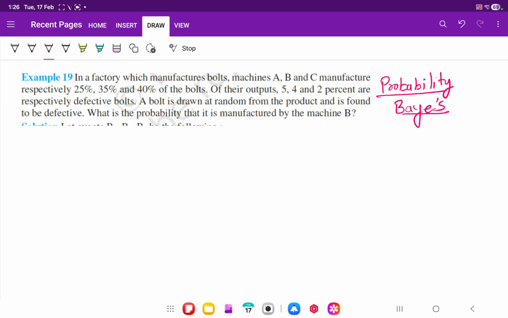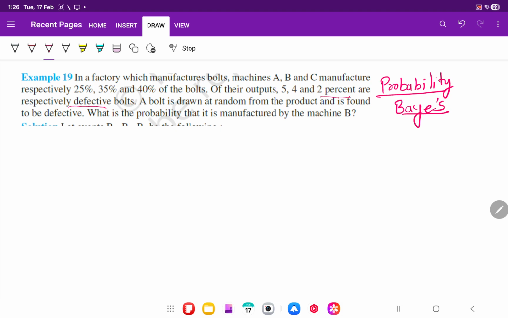So today we are solving example 19 from NCERT probability chapter, class 12th. There is a factory where there are three machines A, B, C, and they manufacture 25%, 35% and 40% of bolts. Of their output, 5, 4 and 2% respectively are defective bolts. Means they are bad, rest of them are good.